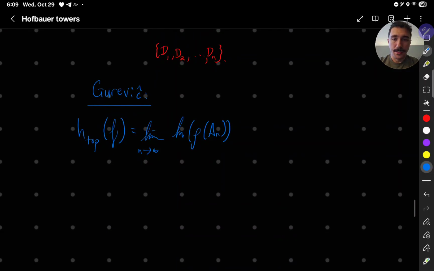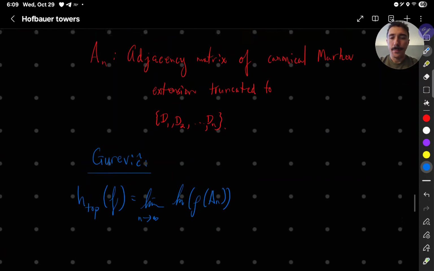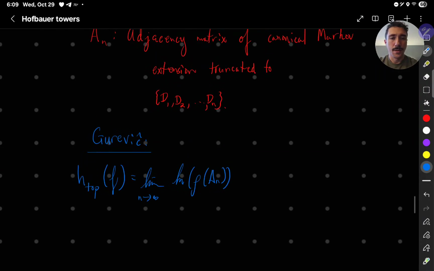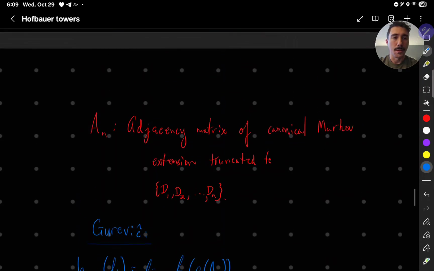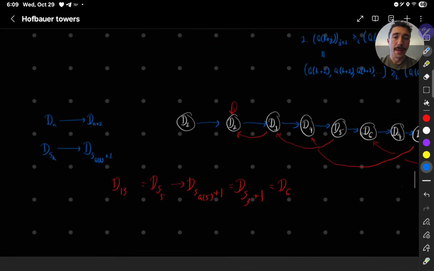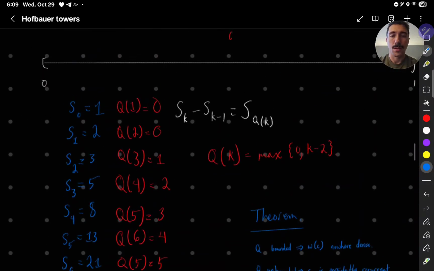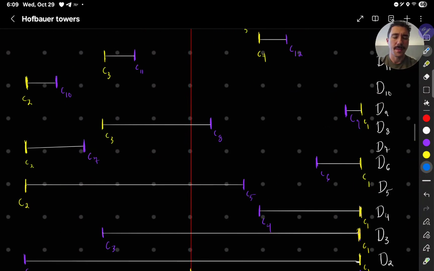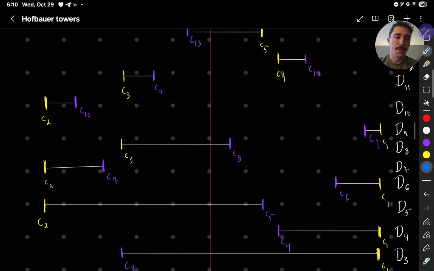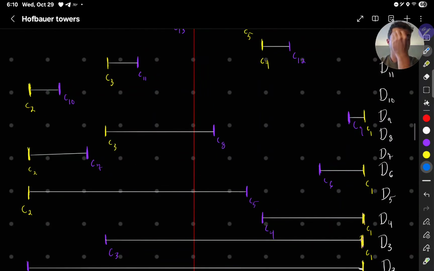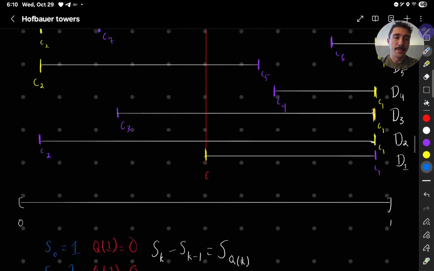And that turns out to be your spectral radius, a very good approximation to it. So this is how you can compute the topological entropy of a map using the canonical Markov extension and the Hofbauer tower. Much more intuitive because you can see what the intervals are, what they correspond to back in the map. You can reason about them like an undergraduate would after taking Calc 1. And everything's nice.